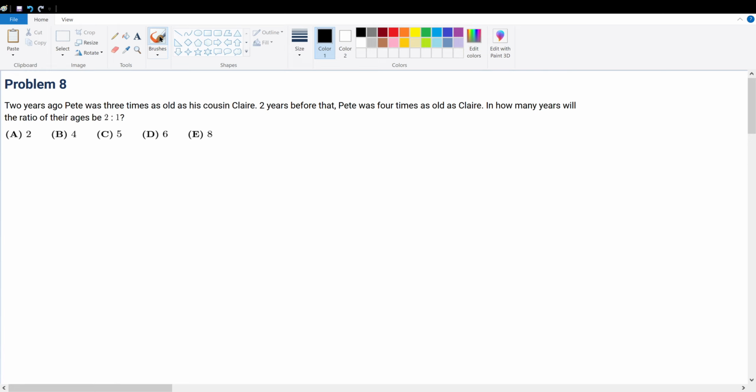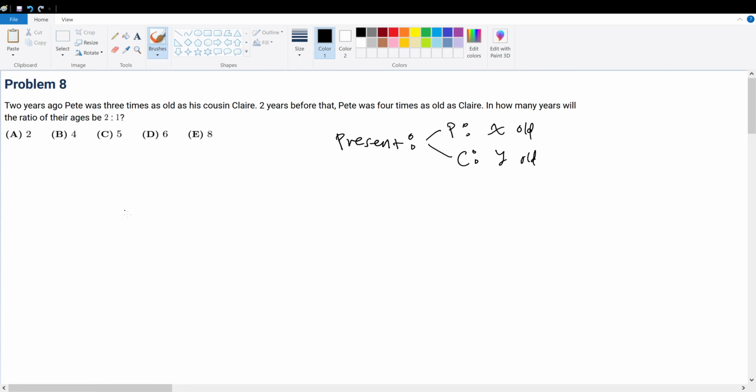Problem 8. 2 years ago, Pete was 3 times as old as his cousin Claire. Let's assume that in the present day we have two things. Pete is, let's say, X years old, and let's assume that Claire is Y years old. So that's X old and Y old.